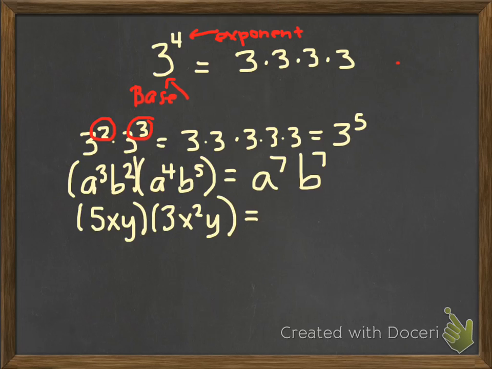Alright, 5xy times 3x squared y. You're going to multiply the numbers. 5 times 3, that's 15. Then you're going to multiply x times x to the 2nd, that's x to the 3rd. And then you're going to multiply y times y, that's y to the 2nd.